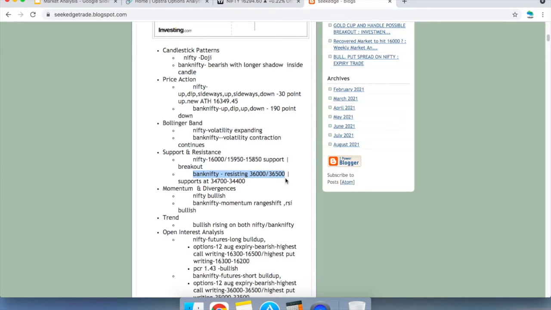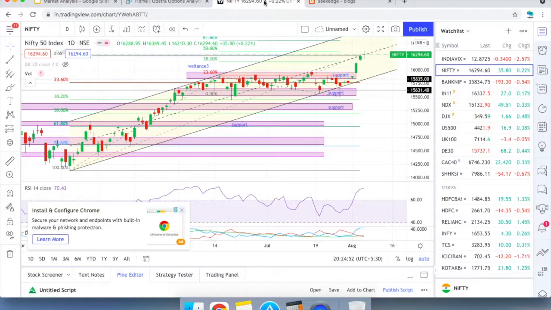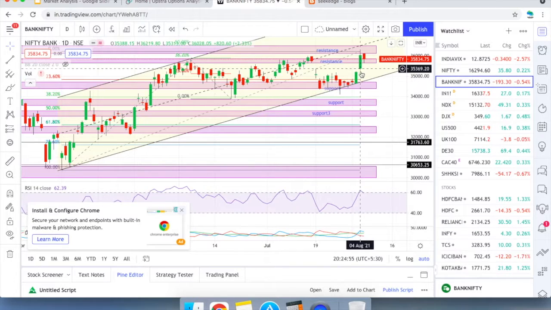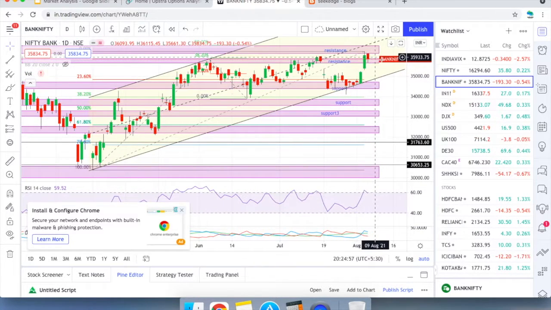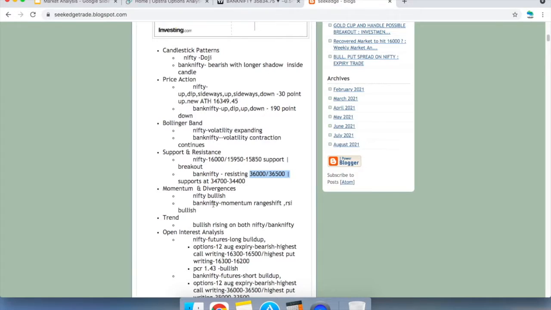On the Bank Nifty, you can see that it is resisting at 36,000. Let's see what it is resisting. The breakout has not yet happened. It has a resistance in this band, and that is where it is, between 36,000 and 36,500.